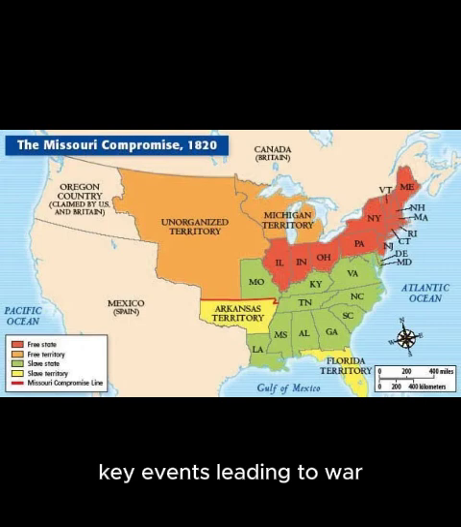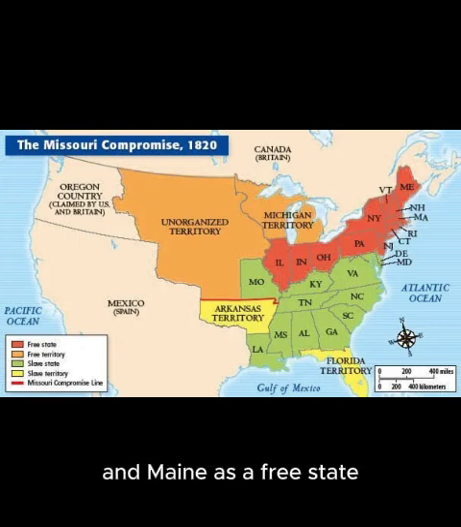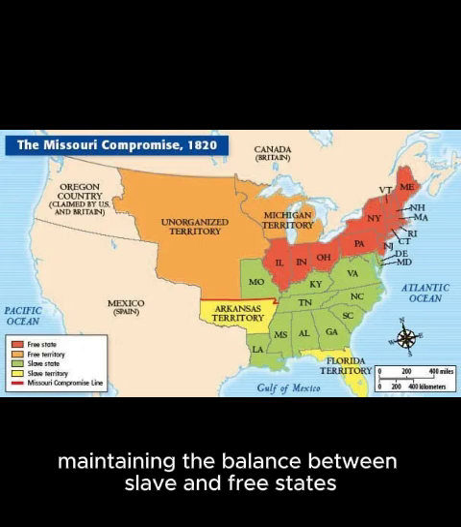Key events leading to war. Missouri Compromise, 1820. This compromise allowed Missouri to enter the Union as a slave state and Maine as a free state, maintaining the balance between slave and free states.